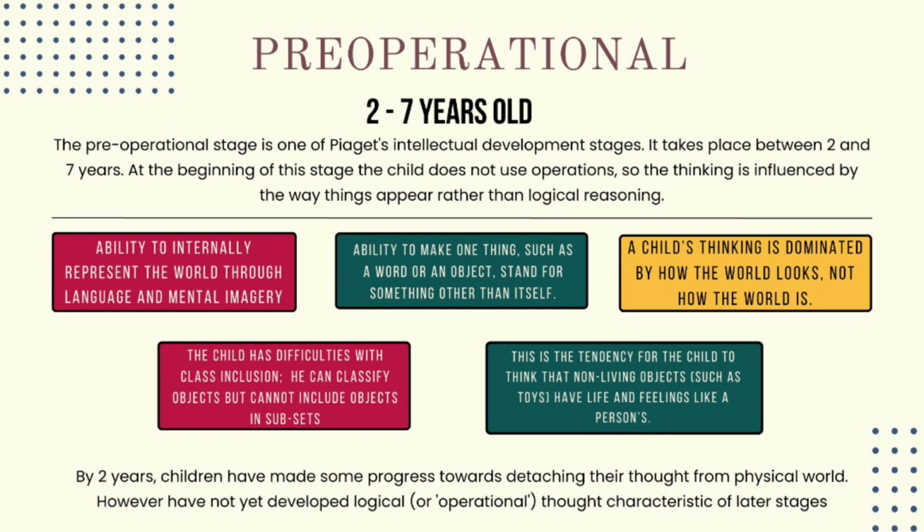Now I will tell you about the 5 characteristics of the pre-operational stage. Number 1 is the ability to internally represent the world through language and mental imagery. Number 2 is the ability to make one thing, such as a word or an object, stand for something other than itself. Number 3, a child's thinking is dominated by how the word looks, not how the word is. Number 4, the child has difficulties with class inclusion. He can classify objects but cannot include objects in subsets. Number 5 is the tendency for the child to think that non-living objects such as toys have life and feelings like a person.